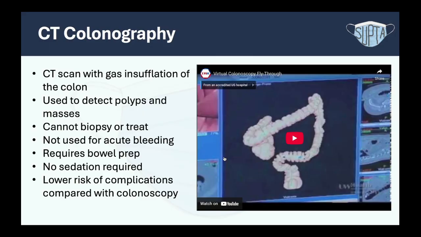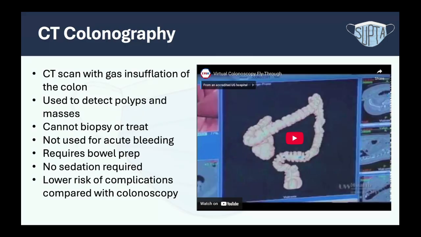Similar to a colonoscopy, it requires a bowel prep, which includes taking a laxative the day before and also a contrast dye the day before or even in the morning of the scan. But the difference here is that it doesn't usually require sedation, so patients can resume with their normal activities soon after the procedure. It also has a lower risk of complications compared to a colonoscopy, particularly a perforation.